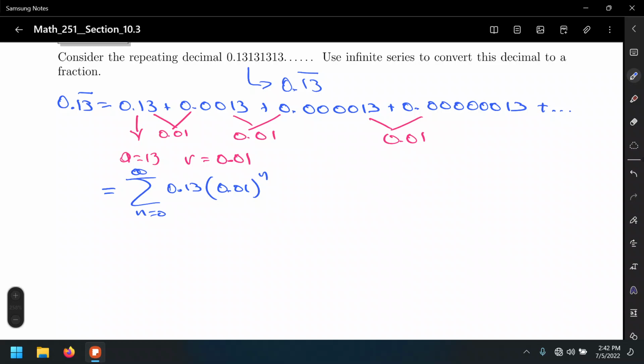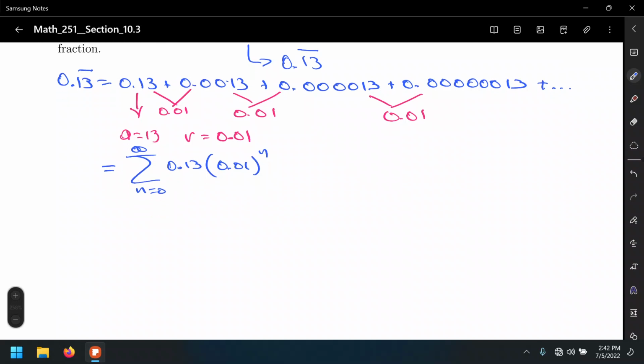But what is 0.01 to the 0? Isn't that just 1 times 0.13? Isn't that the first term? And then plus the second term, for n equals 1, and then we will be getting this numerical expansion that we got here. All right, so let's see.